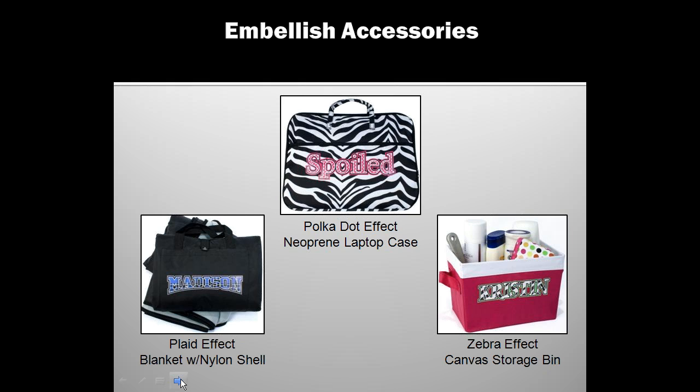So the first one, again, it's a polka dot effect, but it's on a zebra neoprene laptop case. Also, we have a plaid effect for a school blanket. So this blanket happens to have a nylon shell, and that's what we applied to there with the Madison. And then the zebra effect again, we have that on just a canvas storage bin. So think even ahead to back to school in the fall, and all the girls and guys going to move into their dorms. All these different accessories are perfect to offer them, especially if you're working with schools.